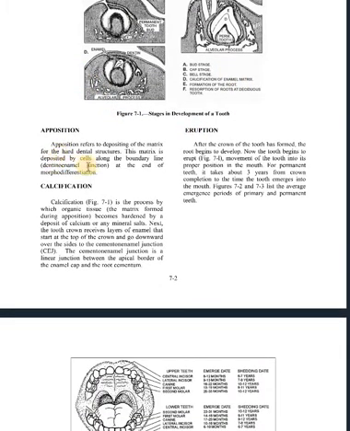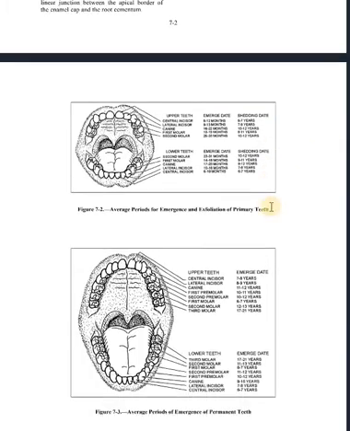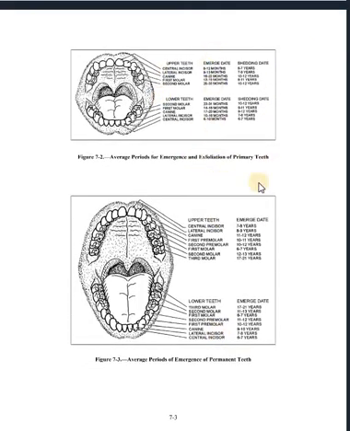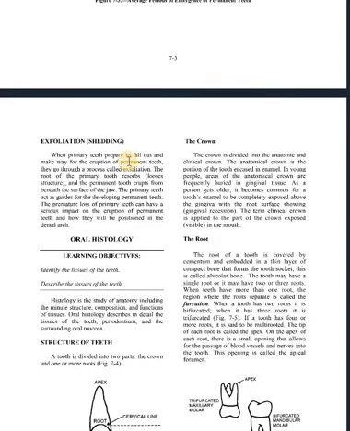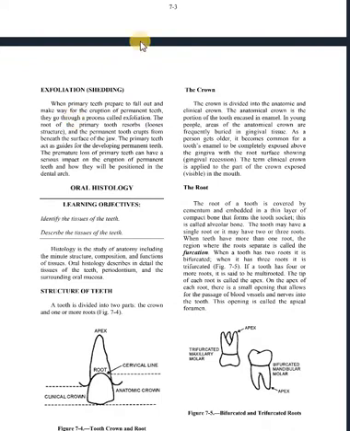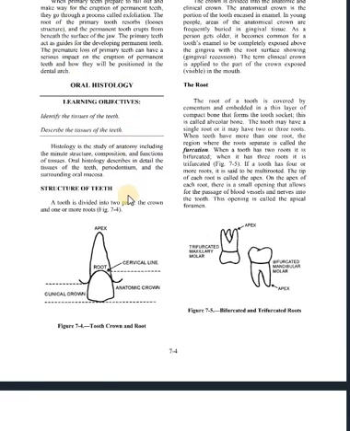Some more words: apposition, depositing of the matrix for the hard dental structure. Calcification, organic tissue becomes hardened by the deposit of calcium. Eruption, that's when the tooth starts to erupt. Here's a chart that has like the average time periods for each of those phases. I don't think that's important to really memorize. Exfoliation, when your primary/baby teeth fall out. Yeah, that's kind of all the paragraph says right there.